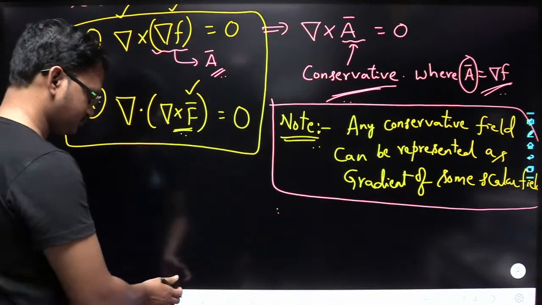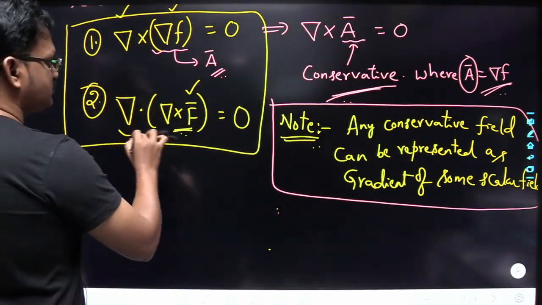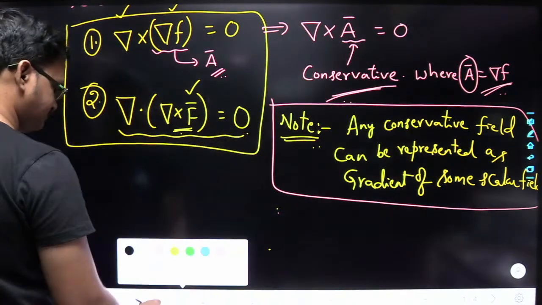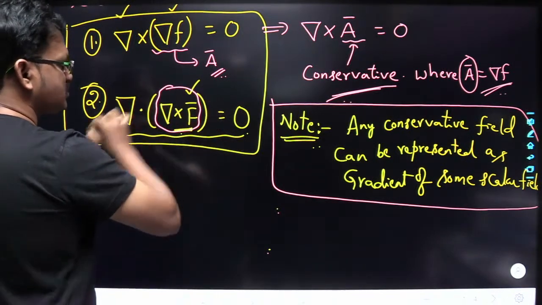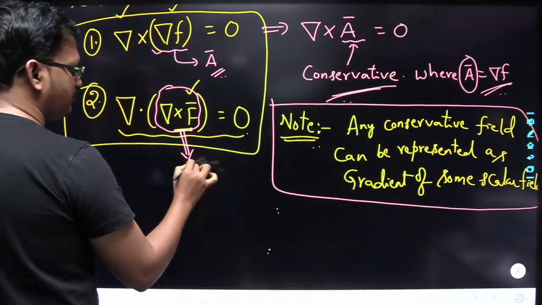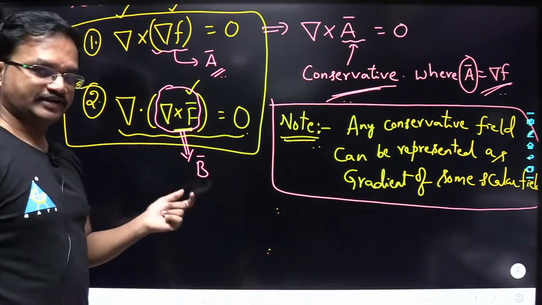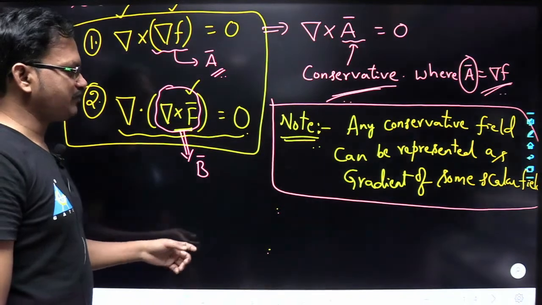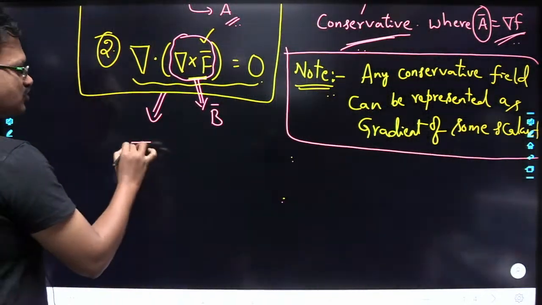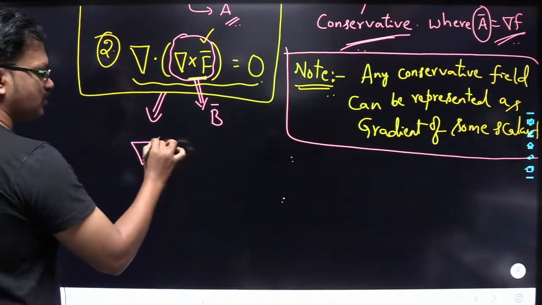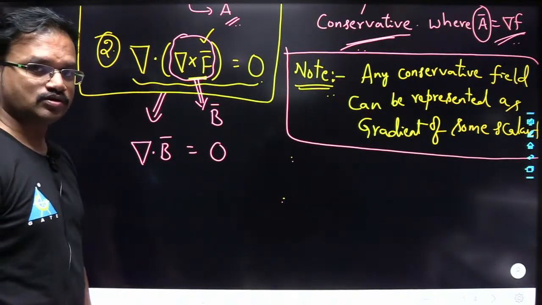Next, if you observe here, this del cross f bar, I am representing with some b bar. If you do del cross f bar, you are going to get some vector function, and that vector function I am representing with b bar. So now I can write this expression as divergence of b bar is equal to 0.